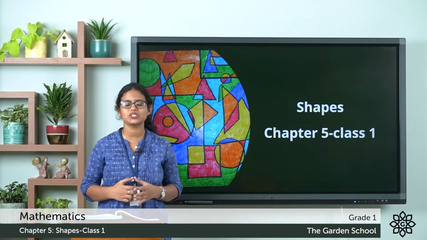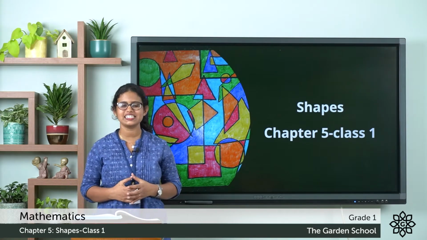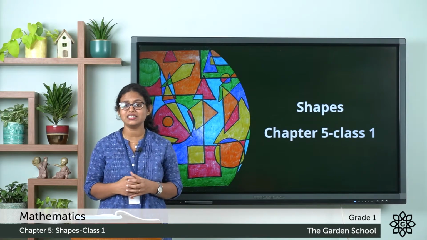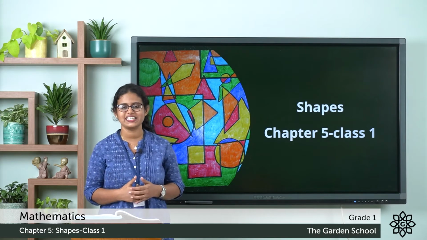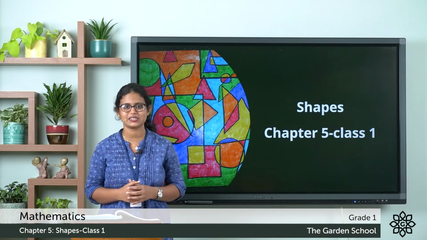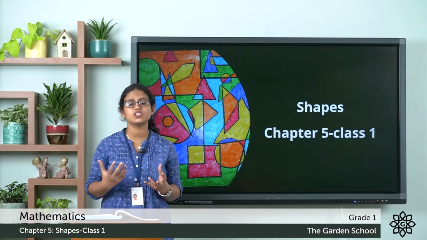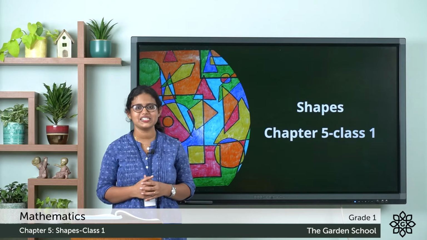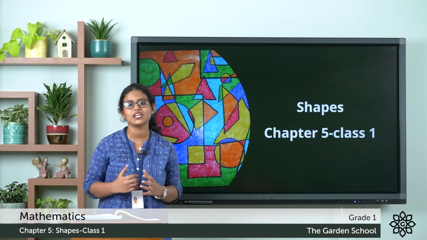Today, we are moving to the 5th chapter and the name of the chapter is Shapes. So, if we look around, we can see different things, right? And all these things have different shapes. So, all the things that we see around us have different shapes. That is what we are going to discuss today about shapes.